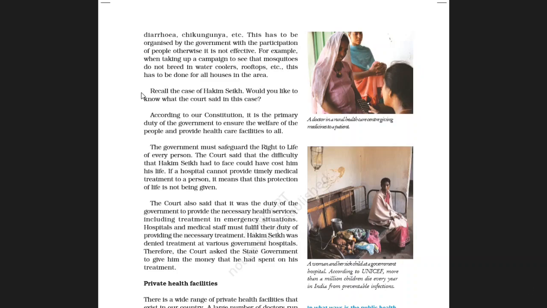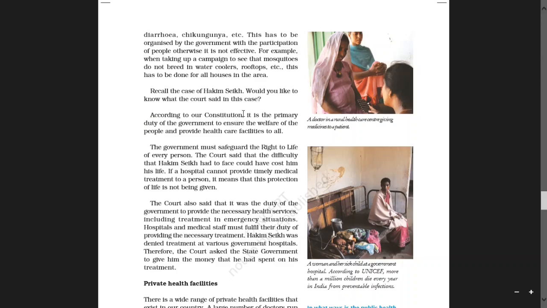Recall the case of Hakim Sheikh. Would you like to know what the court said in this case? His party did not get proper treatment at first in different government hospitals, and they filed a case in the court. So what was the reaction there? What did the court reply in this case? Do you want to know this?